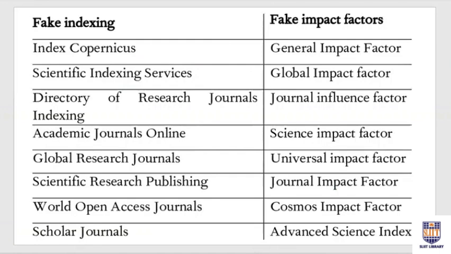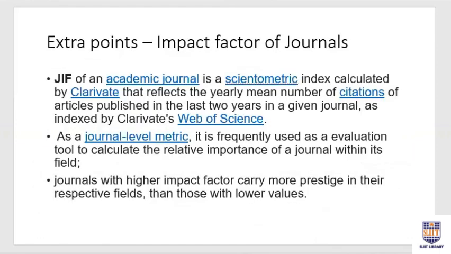Index Copernicus, Scientific Indexing Services, Directory of Research Journal Indexing, Academic Journals Online. It looks very nice. Global Research Journals, Scientific Research Publishing, World Open Access Journals, Scholar Journals, etc. There are many more. So they have their own impact factors as well. So the tools are also there. So you have to be very, very careful regarding these publication venues.